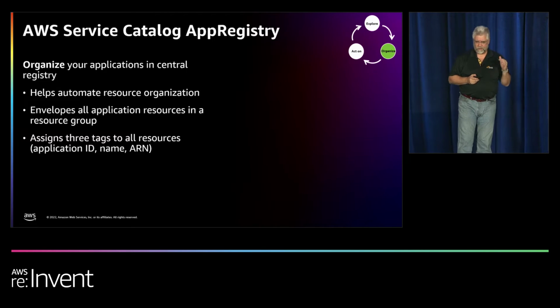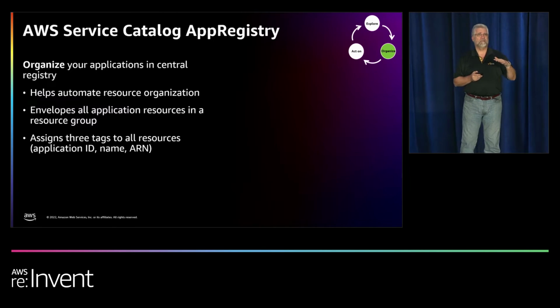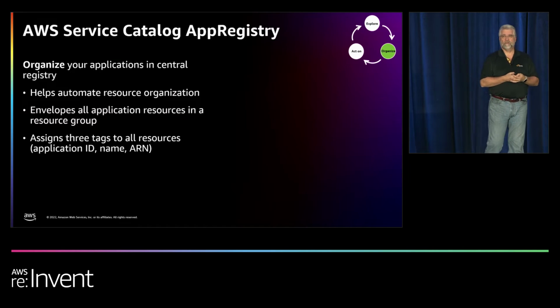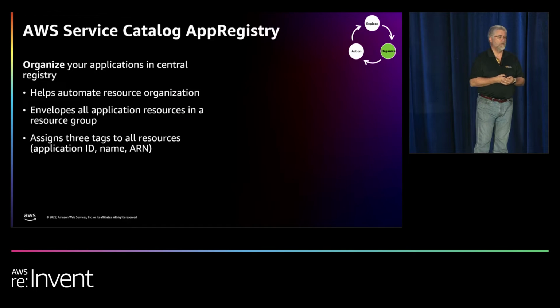The next step, or the next way of organizing, and one of the things we were talking about this whole presentation, how do I manage things at scale and how do I make it easier with applications, is to take advantage of Service Catalog's AppRegistry. It's a service that was launched about two years ago. And this allows you to logically group resources based on similar criteria.